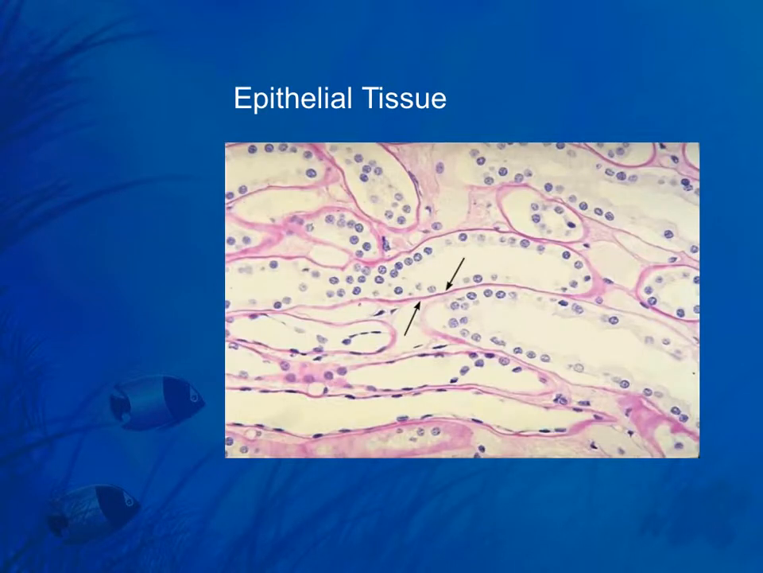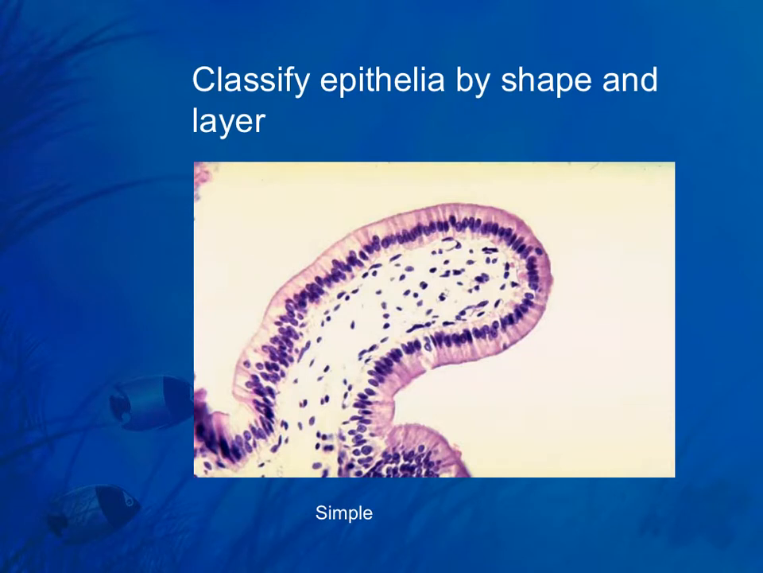The best way to recognize epithelial tissue is to look for an opening. Because it covers or lines, you're going to have an open space either in the interior if it's lining a tube, or a big open space at the edge. So epithelial tissue is going to cover or line. We classify epithelium by the shape of the cells and the number of layers of cells.